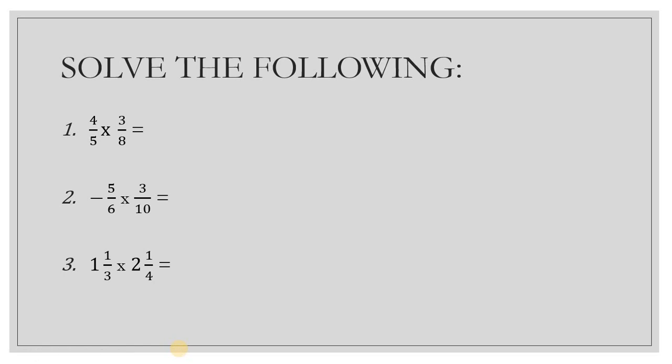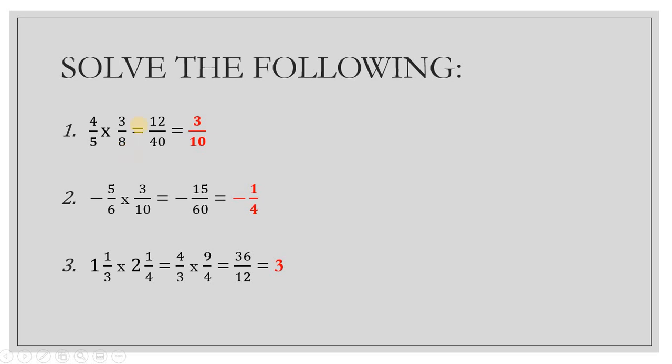Now, solve the following. Again, you may pause this video and then answer this. Try to answer this on your note. So, 4/5 times 3/8. This will be 12 over 40 or 3/10. Okay? And then for number 2, negative 5/6 times 3/10 equals 15 over 60. The lowest term is negative 1/4.